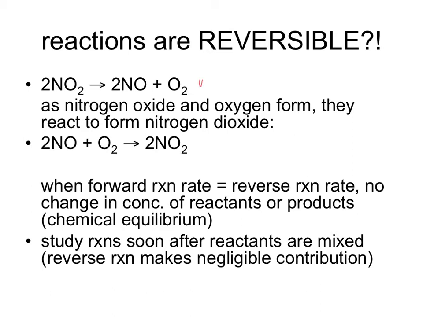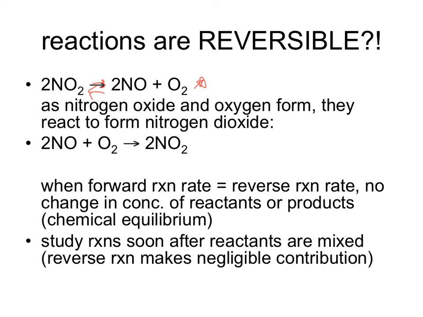If we look at the reaction example here, we basically have NO2 decomposing into NO and O2. This would be looked at as our forward reaction, so basically our reactants going to products. However, the reality of reactions is that there are actually two processes occurring at the same time. There is this forward reaction in which the decomposition is occurring, but there is also the reverse reaction occurring at the same time. So this reaction actually has a reversible component to it.